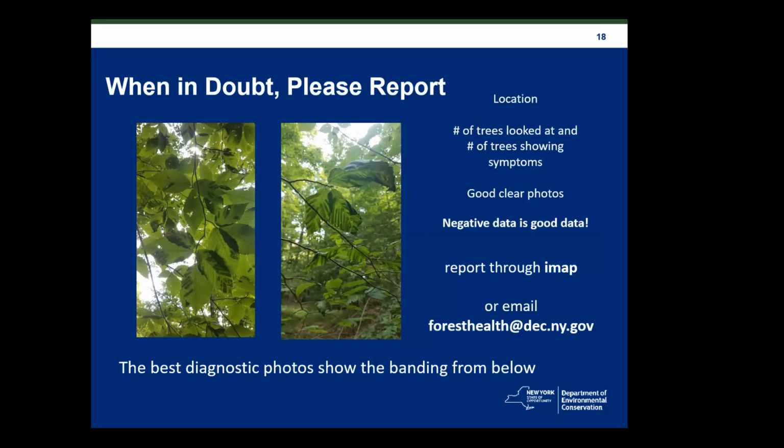Negative data is good data. We want to know where the trees aren't showing symptoms as well. So if you are looking at a stand and you don't see symptoms, please report that also. You can report through IMAP or send an email to foresthealth@dec.ny.gov.